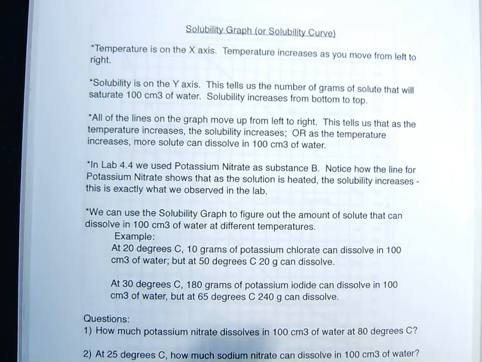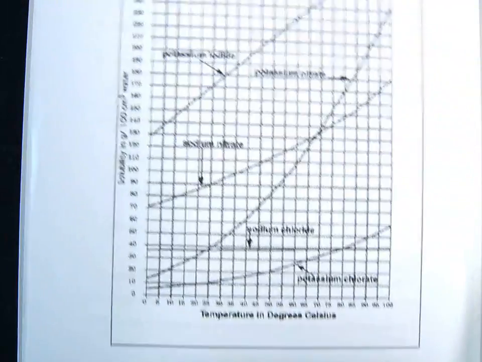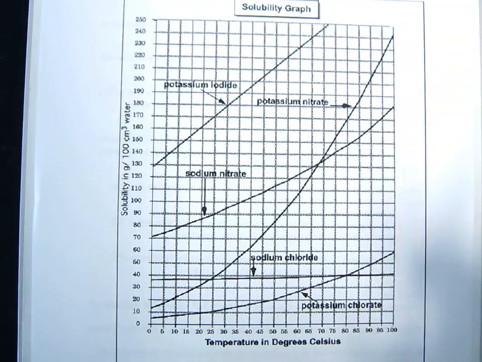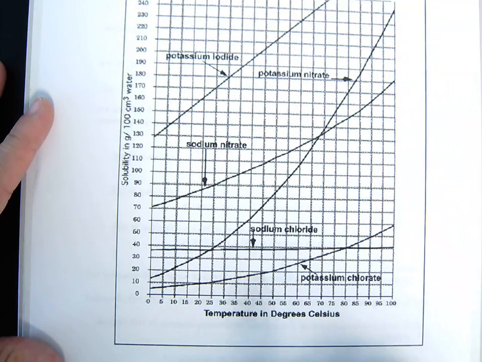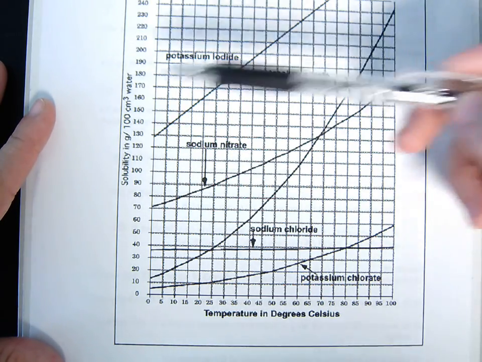Okay, so first of all, let's look and see what a solubility graph looks like. Basically what the solubility graph shows you, and the notes on the front explain this. By the way, these notes will also be on Edmodo, so you can print them for yourself if you were not in class. But if you look at the x-axis, you see temperature in degrees Celsius, and temperature increases from left to right. And then you see solubility on the y-axis.